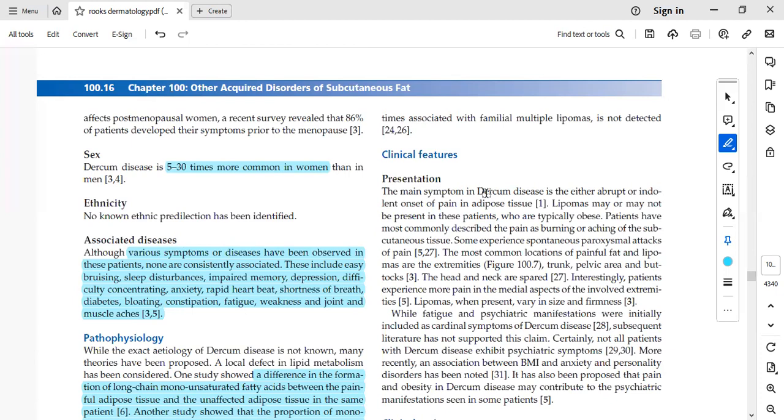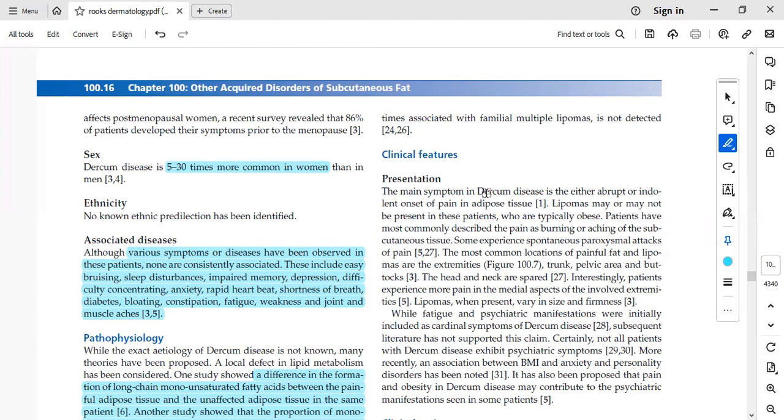The most common locations of painful fat and lipomas are the extremities, trunk, pelvic area, and buttocks. The head and neck are spared. It is again a differentiating feature from the BSL that the head and neck are spared. Interestingly, patients experience more pain in the medial aspects of the involved extremities.